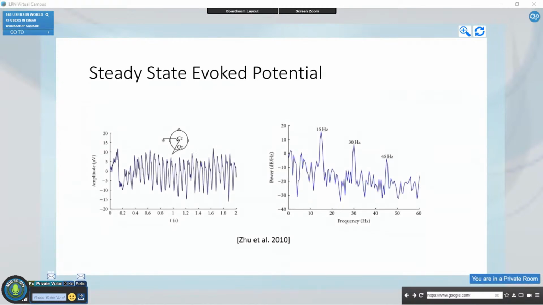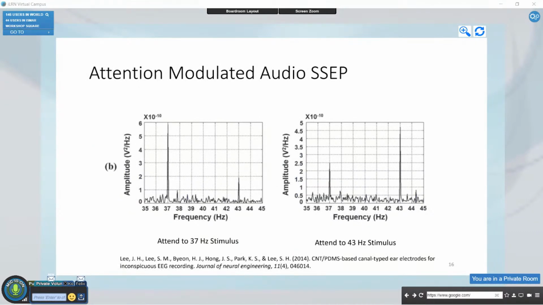But then there's also work being done to show that this works in the audio domain. So the so-called audio SSEP. And in this case, you can attend to one stimulus or another. So there's two different audio signals, and I think this is very exciting because this shows that it's multimodal, and also is like a fairly direct observation of attention. And so this is something that I think is very fascinating, that you can do this kind of thing.